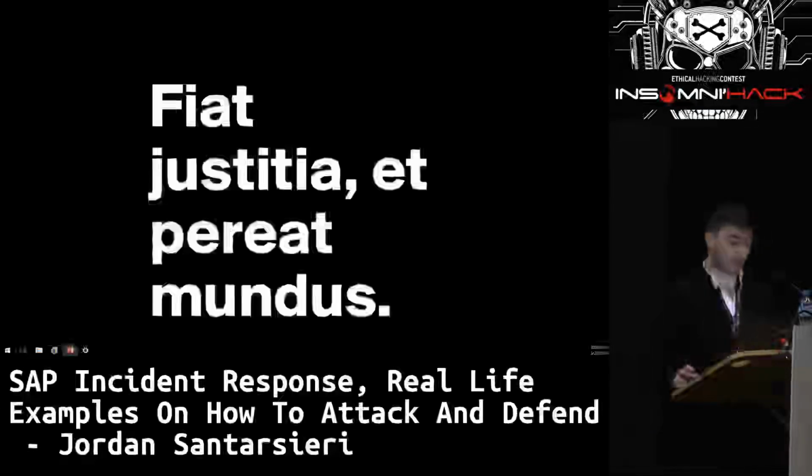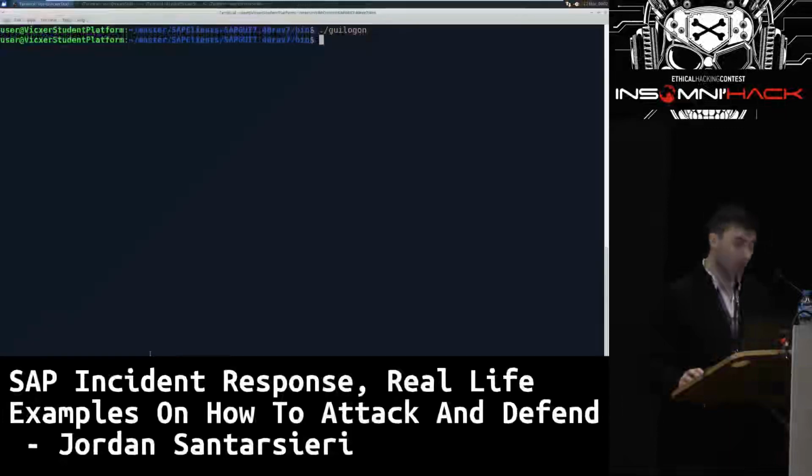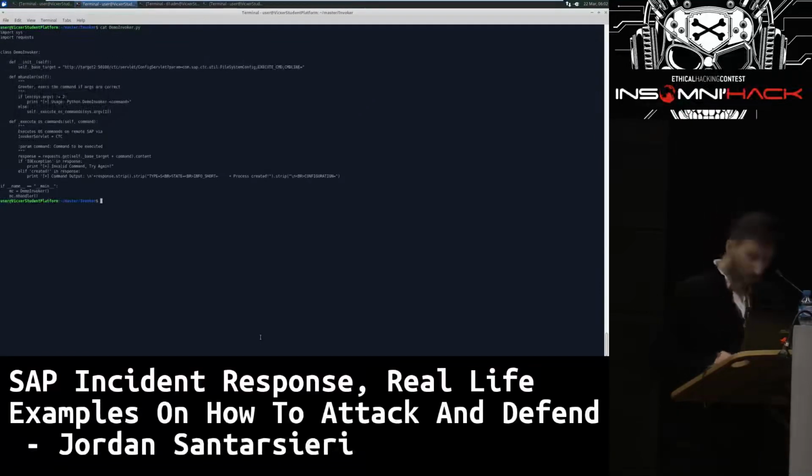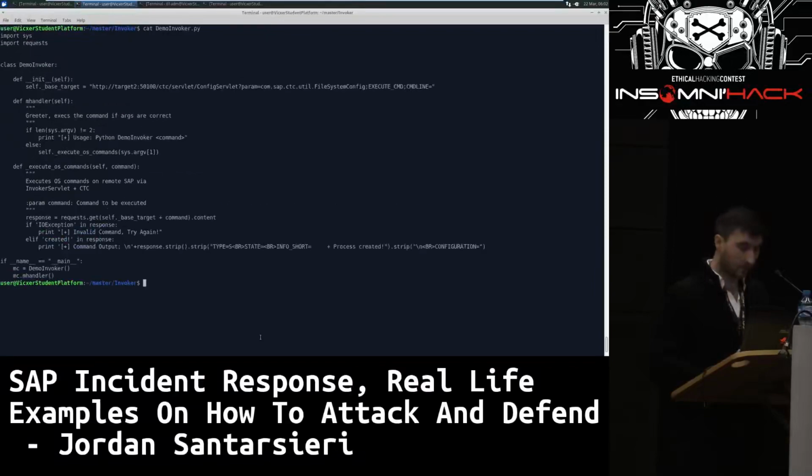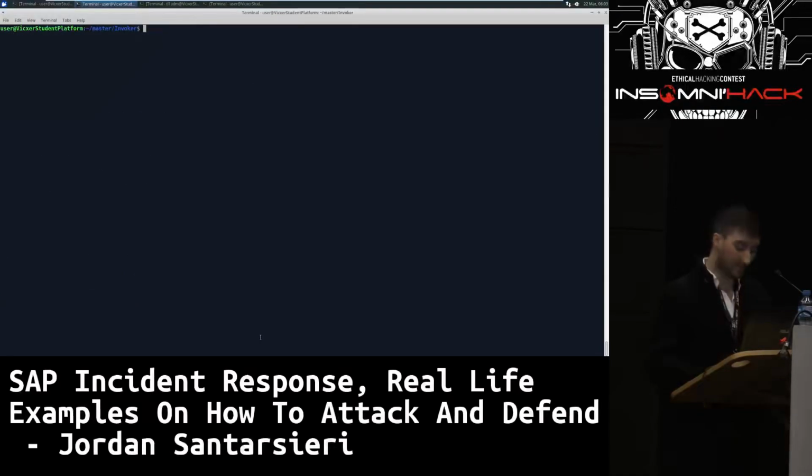And I got a demo for you. So you can see actually the code that I put together for you. Let me see if you can see something. Basically here, that is the URL that we use. Target 2 is the SAP system that I have running on my machine right now, and that is the URL that we're going to consume to execute operating system commands. Later, if you want to see the code, tell me and I'm going to show you.